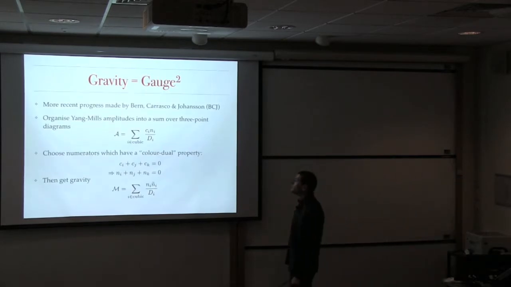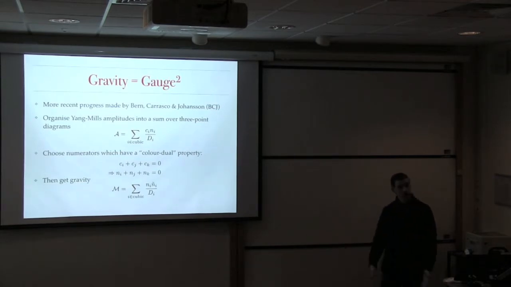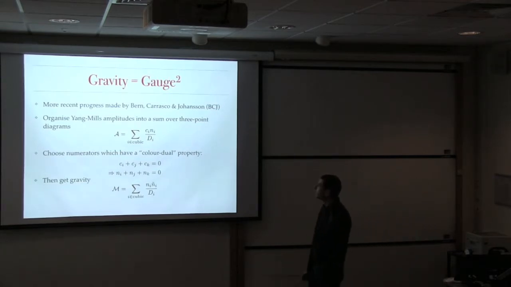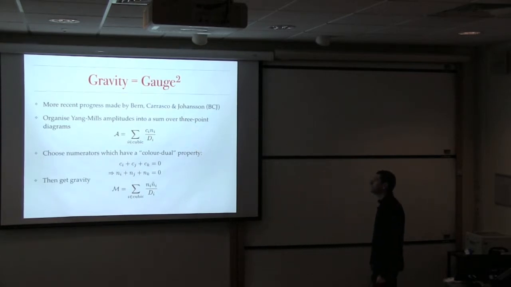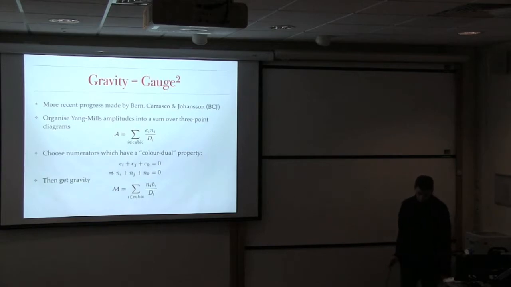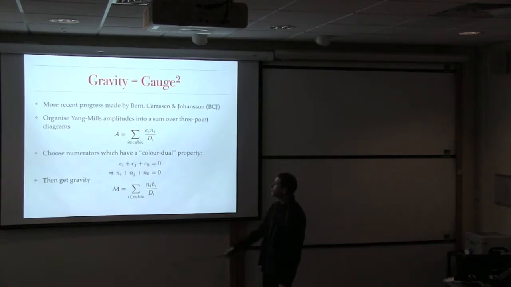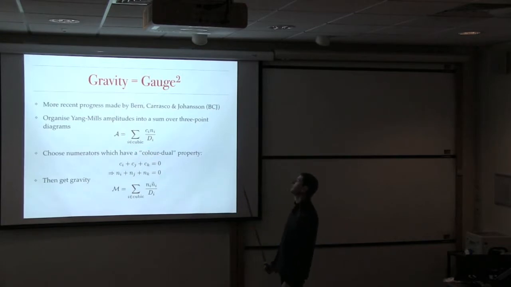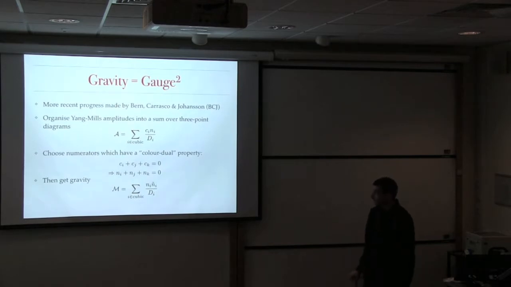Now, in more recent times, there's been some further progress on understanding this squaring map between gauge theory and gravity, which was made by Bern, Carrasco and Johansson. This is the BCJ story. The BCJ story begins with a very simple rearrangement of the scattering amplitudes in Yang-Mills theory.